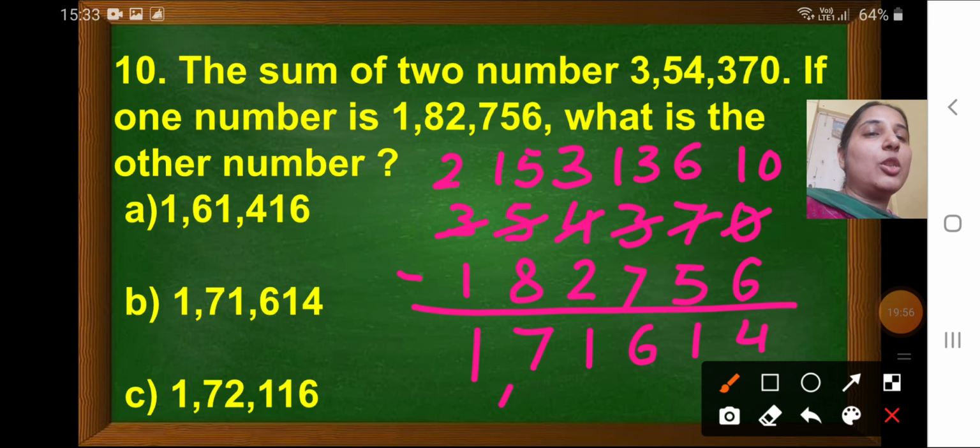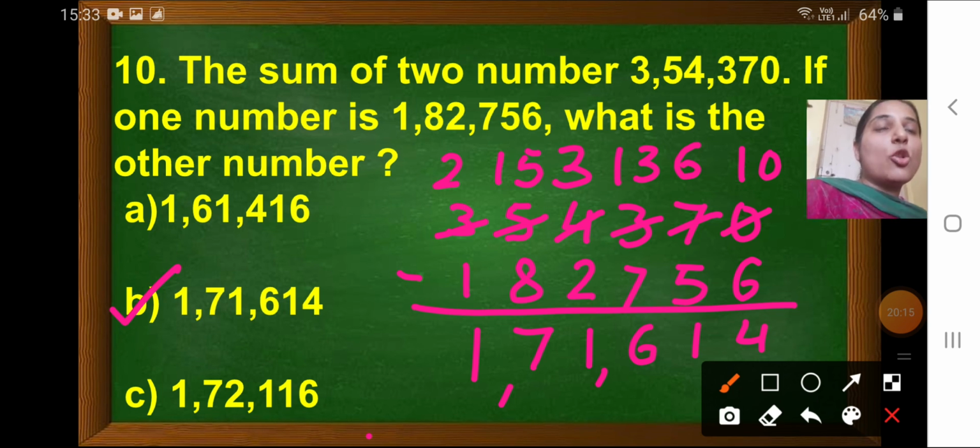So what is the answer obtained here, children? 1,60,000. 71,614. So which is the correct option, children? Yes, option number B is the correct option. Got it, children? In this way, you will be solving all the questions in your notebook and then you will just click against the correct option.